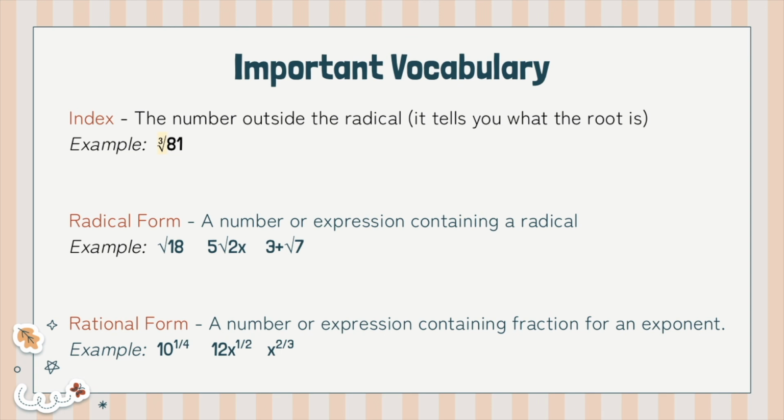Radical form is a number or expression containing a radical. So radical 18, 5 radical 2x, 3 plus radical 7. The rational form is a number or expression containing a fraction for an exponent. So for example, 10 to the 1/4, 12x to the 1/2, and x to the 2/3. Now we're going to talk about how to go between these two forms.